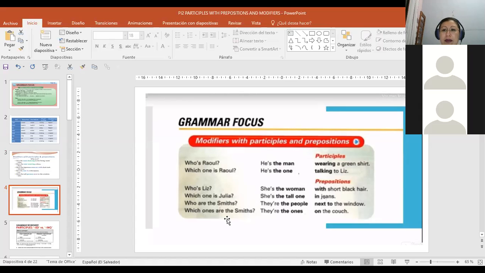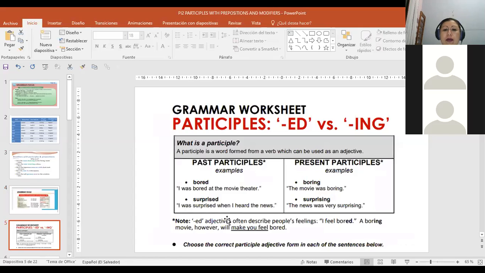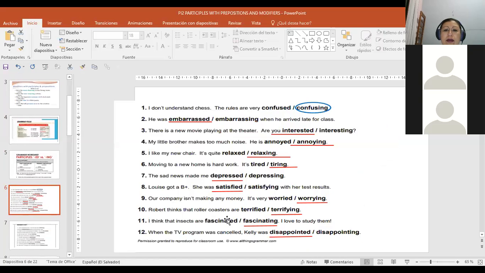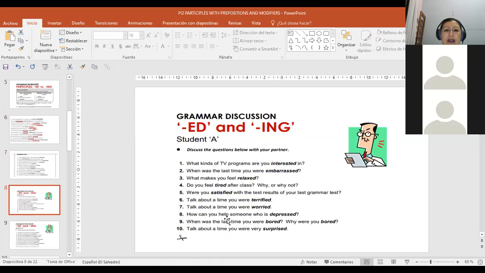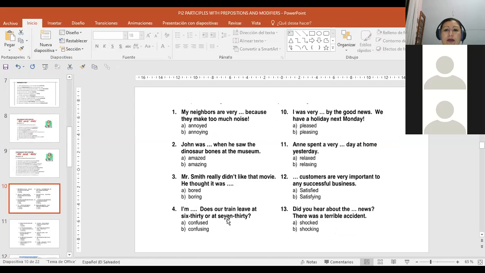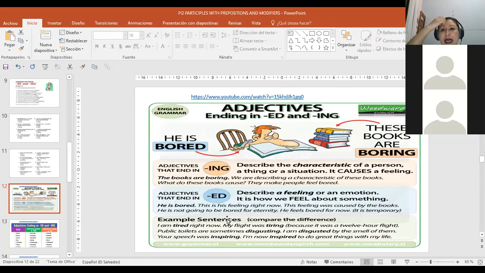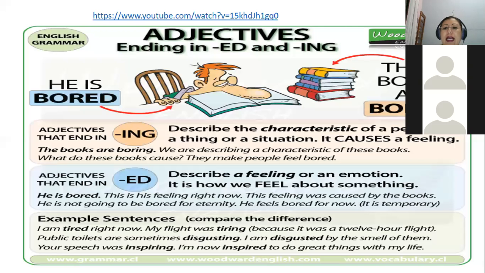So that's what you had in the platform. And here, I also provided some examples of participles finished in ed versus ing. We made and solved some exercises, and we also talked about some situations. Today I have these different slides in order to continue practicing. And I have this one, which says: adjectives ending in ed and ing.